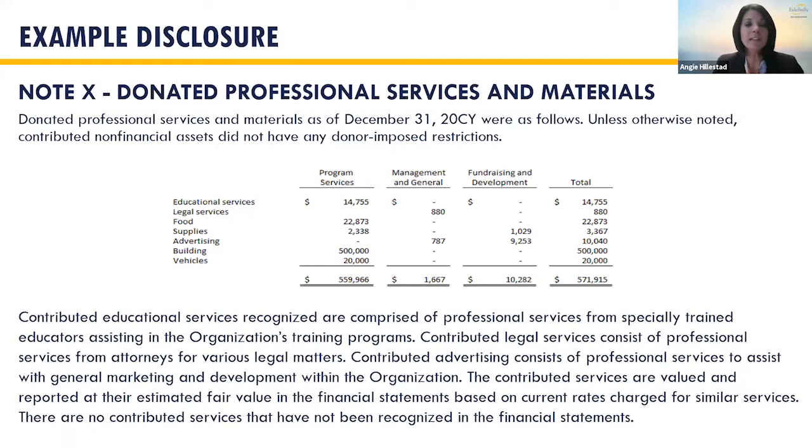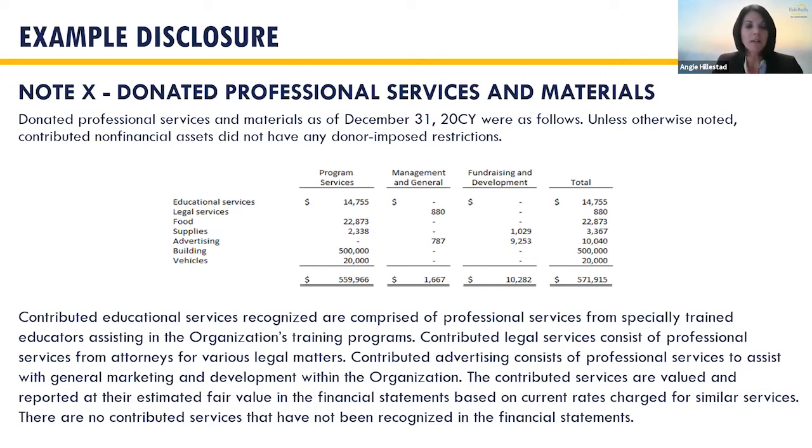We're categorizing that out by the type of donated non-financial asset. What you'll also see in this sentence is it says, unless otherwise noted, contributed non-financial assets did not have any donor imposed restrictions. So what this is accomplishing is that piece of the standard change that says, if there are restrictions, you have to let the reader know that. And then we go on to say, contributed educational services recognized are comprised of professional services from specially trained educators assisting in the organization's training programs. So if we think back to our required disclosure changes, we cross a lot of things off of the bucket here.